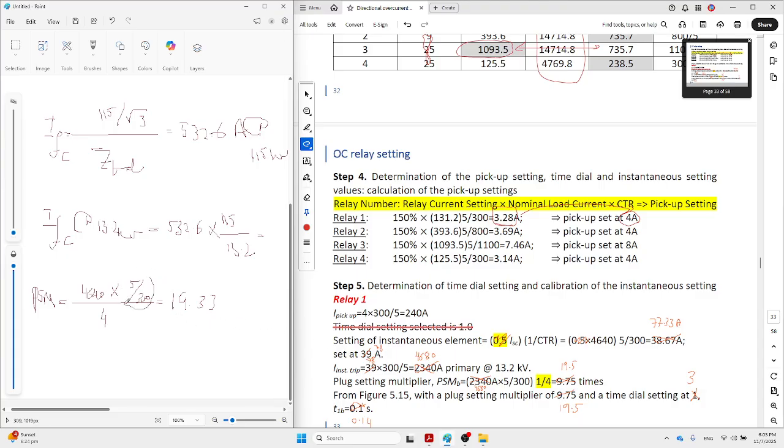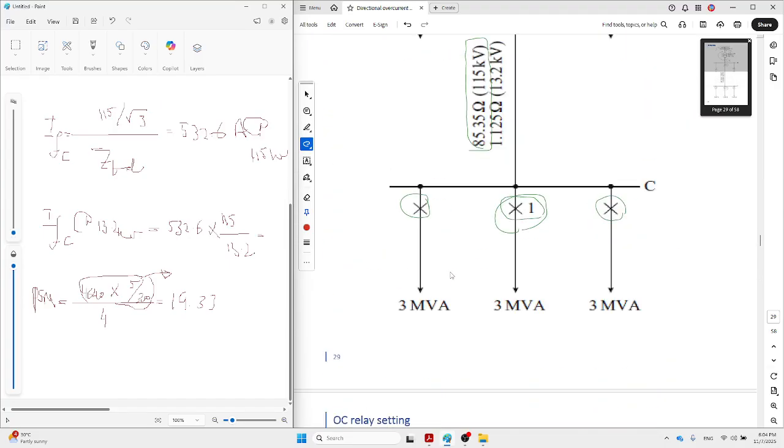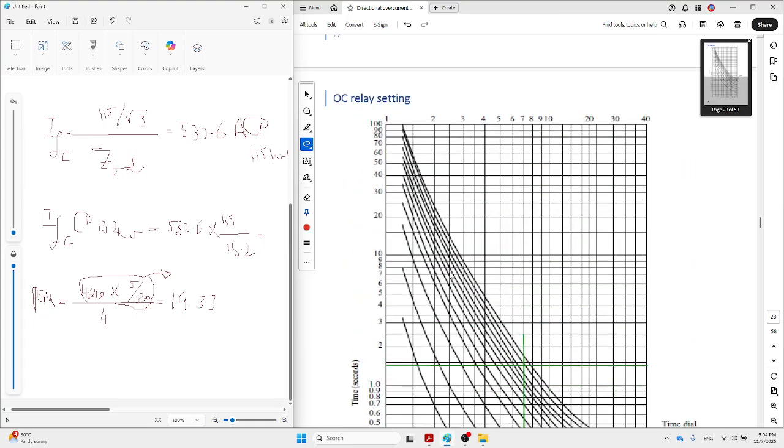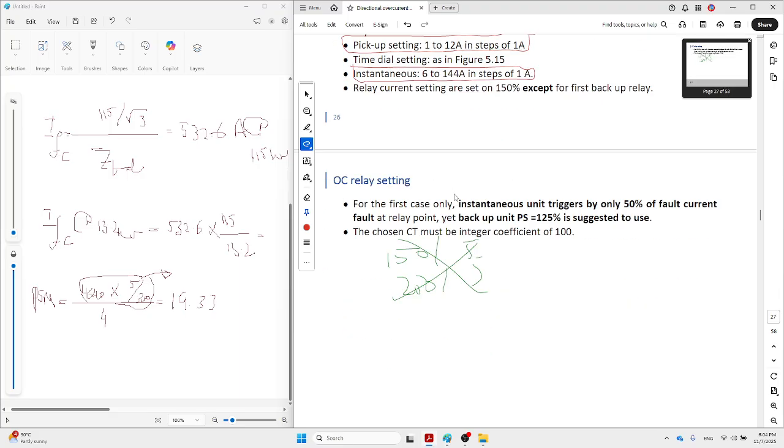This value again needs to be upgraded. Before reaching this value, we have to upgrade this, because this is the setting of the instantaneous element. How we should upgrade is coming in this way: 4,000 times 5 over 300 is a value around 77 point something. Since the instantaneous element, the same as the pickup current, is given in discrete values by 1, where are you? It's here. Instantaneous can change from 6 to 144.